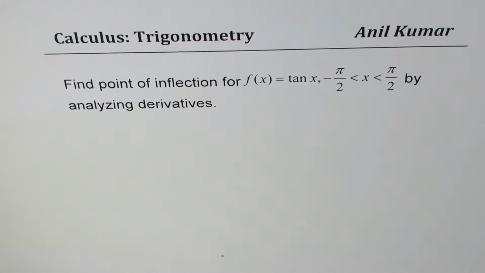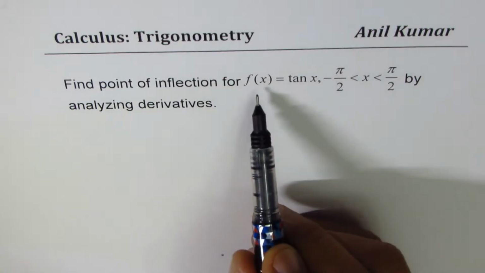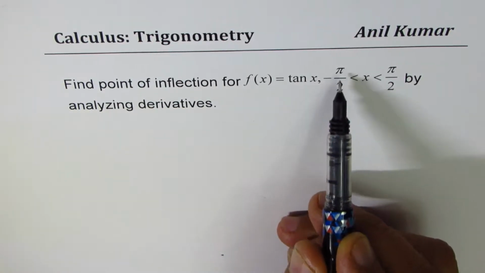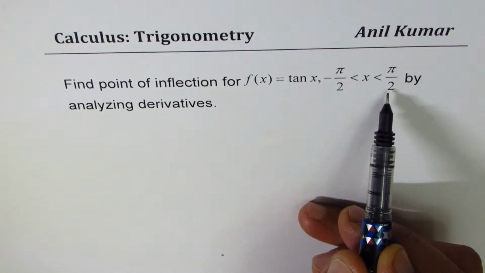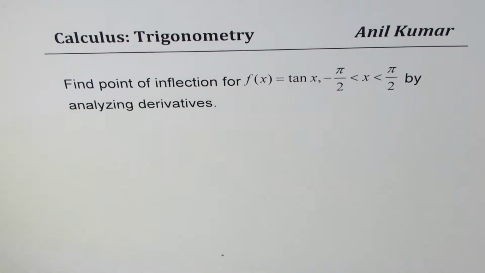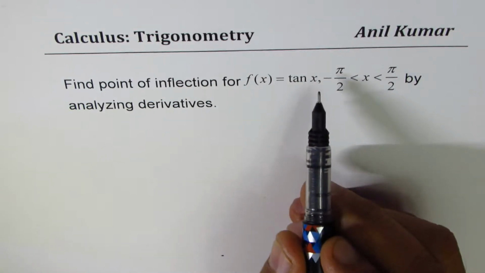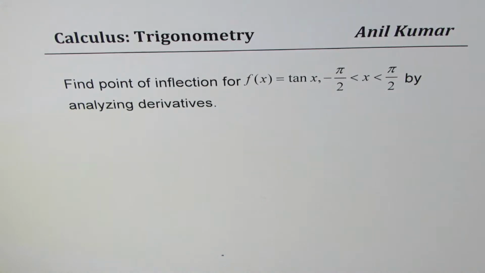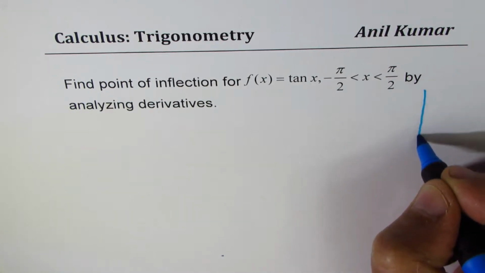We'll try to understand the concept of finding concavity using second derivative for trigonometric functions in this particular video. The question here is, find point of inflection for f of x equals tan x within the interval where x is greater than minus pi by 2 and less than pi by 2 by analyzing derivatives. Well, if this condition was not there, by analyzing derivatives, we could have given this answer very easily.